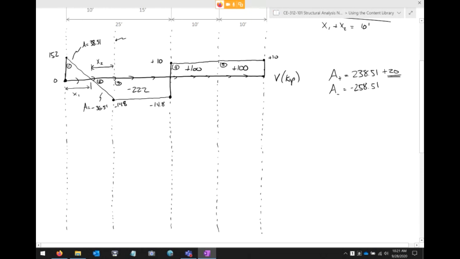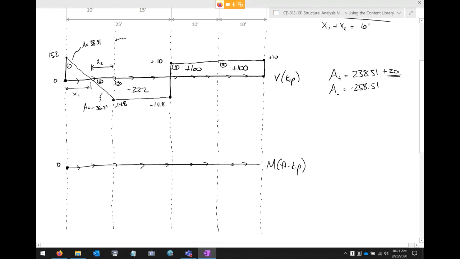Okay, so here's the bending moment diagram, and again, we're going to start at 0 and hopefully end at 0. Remember, if all we did was follow the areas, we wouldn't start at 0 and end at 0. We'd start at 0 and end at like minus 20 or something. So we'll start at 0.